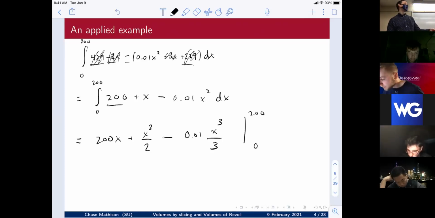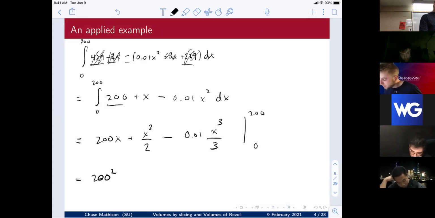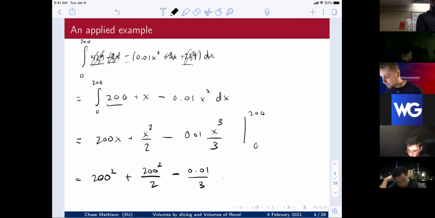But notice when I plug in 0, I just get 0 in all of those, right? So really, I just care about what happens when I plug in 200. So I'm going to get 200 times 200. Well, that's 200 squared plus 200 squared over 2, minus 0.01 over 3 times 200 cubed. Let me write that times a little better.